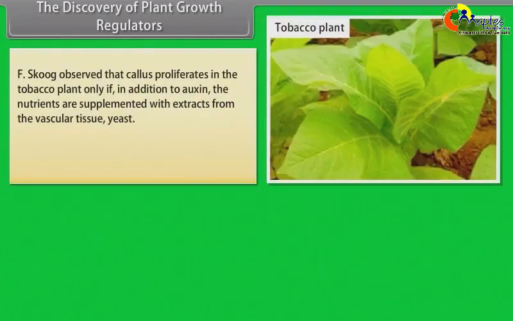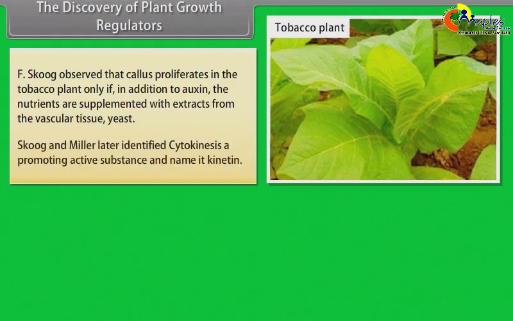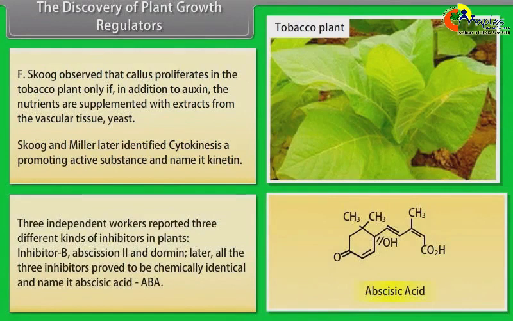The discovery of plant growth regulators. F. Skoog observed that callus proliferates in the tobacco plant only if, in addition to auxin, the nutrients are supplemented with extracts from the vascular tissue or yeast. Skoog and Miller later identified a cytokinesis-promoting active substance and named it kinetin. Three independent workers reported three different kinds of inhibitors in plants: inhibitor B, abscission II, and dormin. Later, all the three inhibitors proved to be chemically identical and were named abscisic acid, ABA.